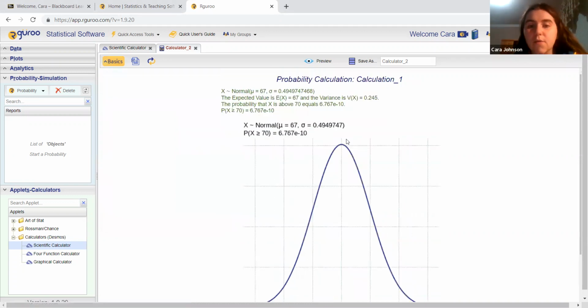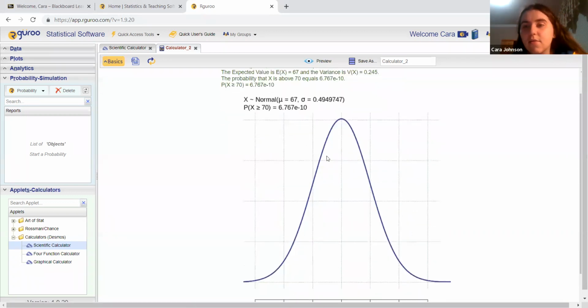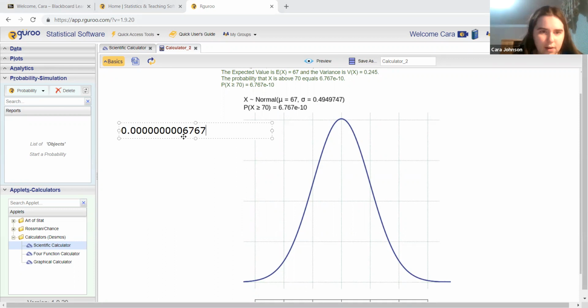That gets me a really tiny number. Remember, the e negative 10 means times 10 to the negative 10. So that looks like this. I'll type it over here, 0.0000000006767. I think that's the right number. So count 10 places to the left from where we started. That's basically 0.